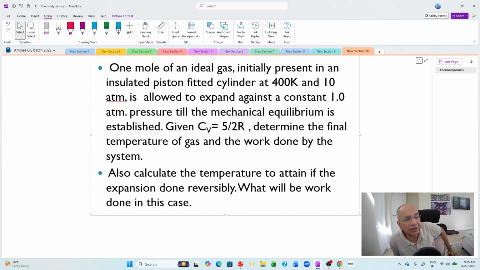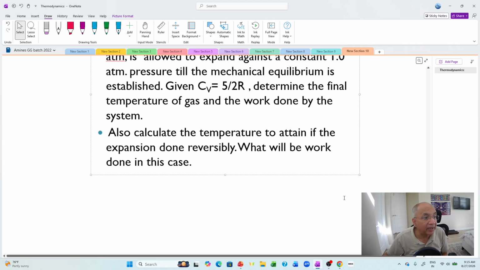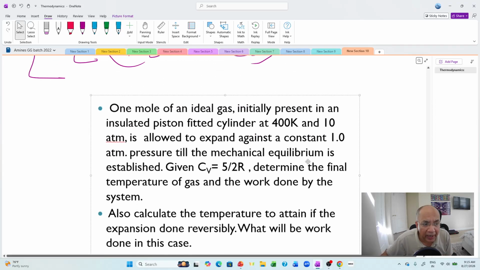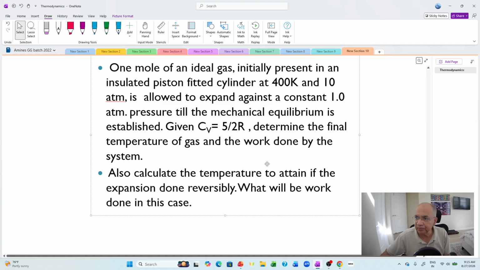Determine the final temperature of the gas and work done by the system. Calculate the temperature attained if the expansion is done reversibly. What will be the work done? Definitely work done will be more because the reversible expansion has greater area than the small rectangle. So let us find out the new temperature. Unless you find the final temperature, you can't find del U. So for this it is easy. Let us solve this problem.